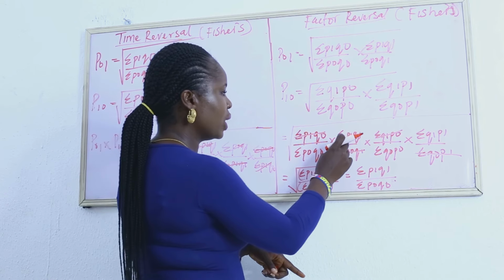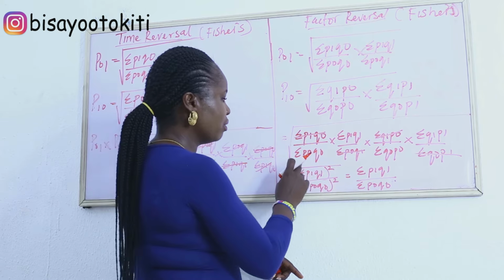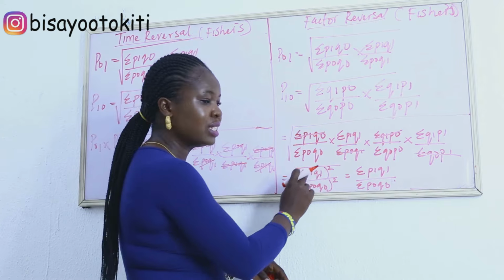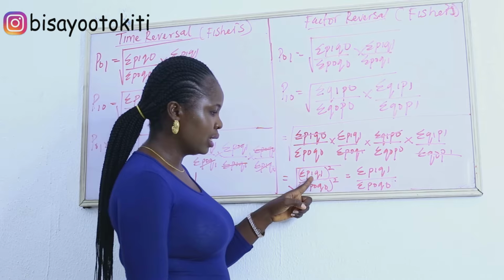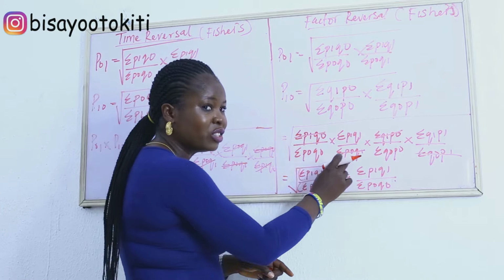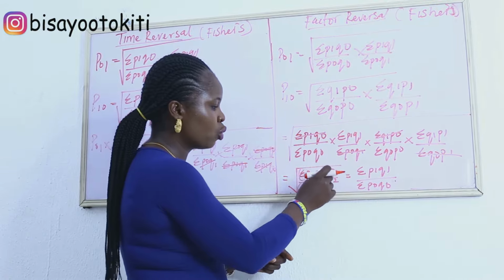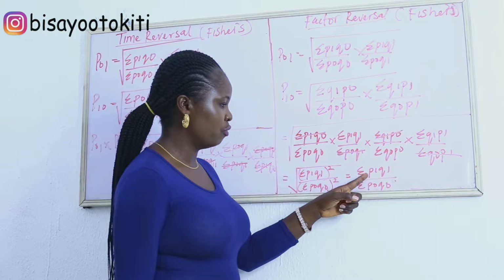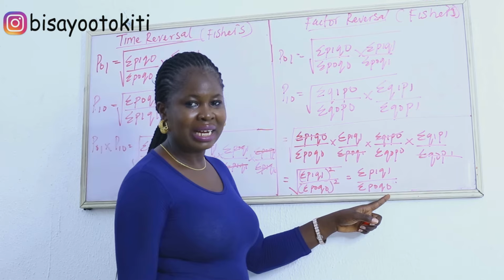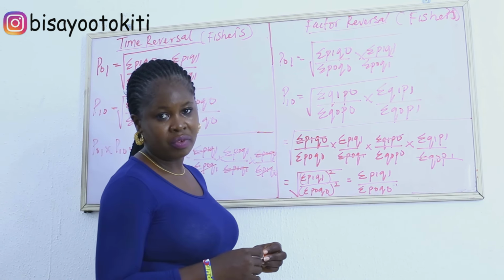What do we have? We have summation of P1 Q1, summation of P1 Q1, squared. Then we have summation of P0 Q0, summation of P0 Q0, squared. So bringing it into the square root, summation of P1 Q1 squared, then summation of P0 Q0 squared. Because this is already in a square root, it cancels the two squares, and our answer is summation of P1 Q1 all over summation of P0 Q0. And that means that the Fisher's ideal method satisfies the factor reversal test.